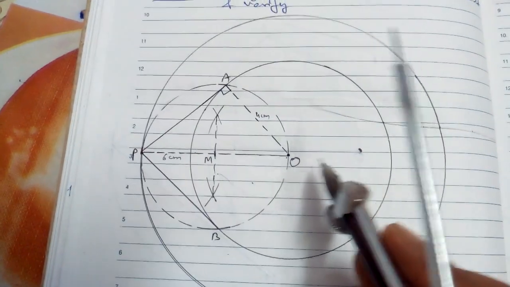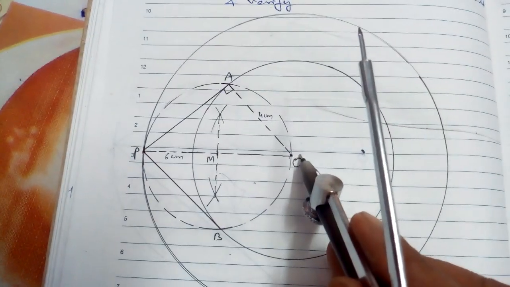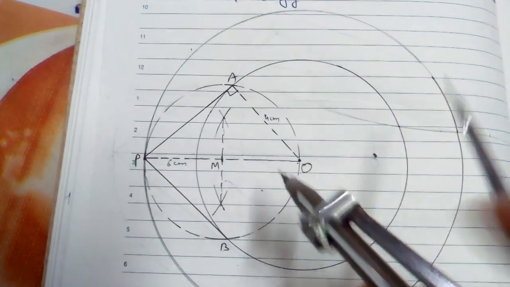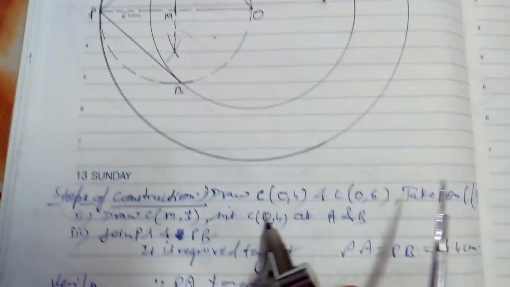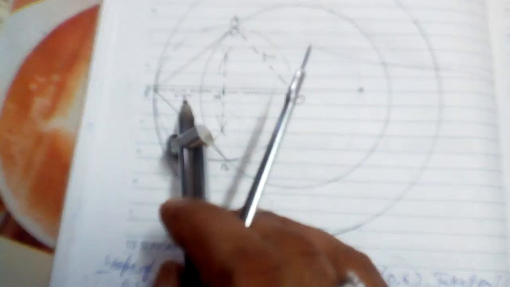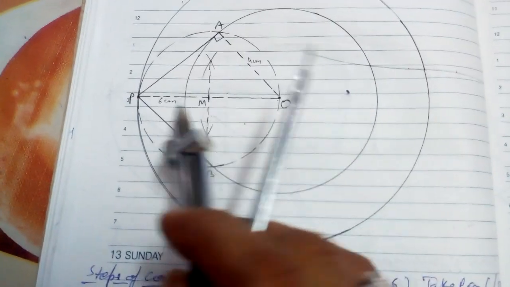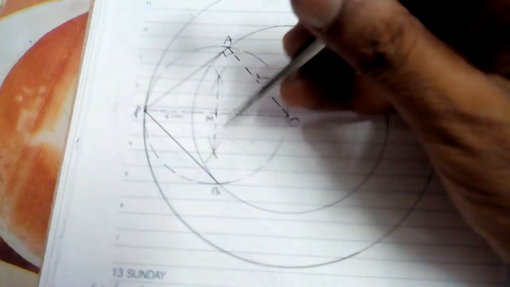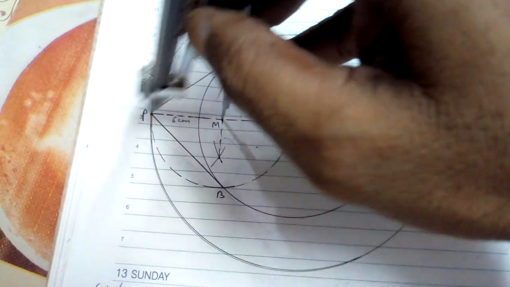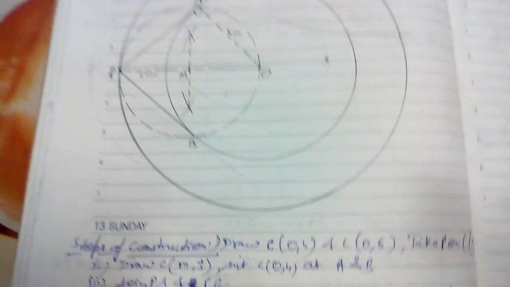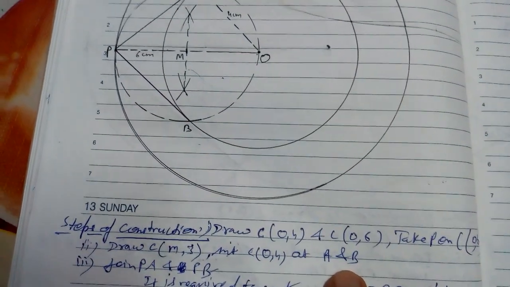OP is a diameter. You draw a circle. How will you draw it? Like previously, OP as a diameter means the perpendicular bisector. Get point M. Then draw C(M, 3). Since OP is given as 6 centimeters, the radius of this circle will be 3 centimeters. With M as the center you draw a circle which intersects the inner circle at A and B.